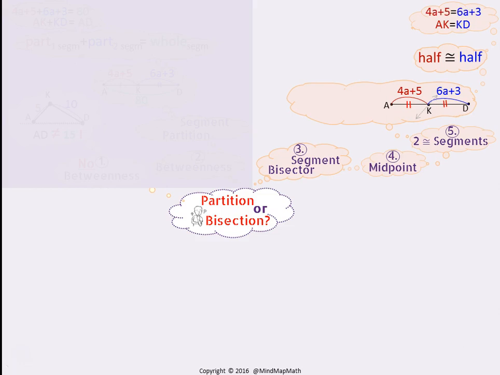Following up with writing an algebraic expression and finding a will allow us to find the value that represents AK and KD.